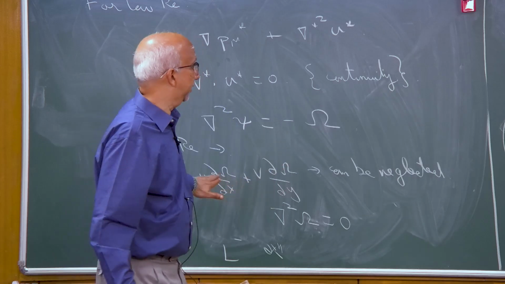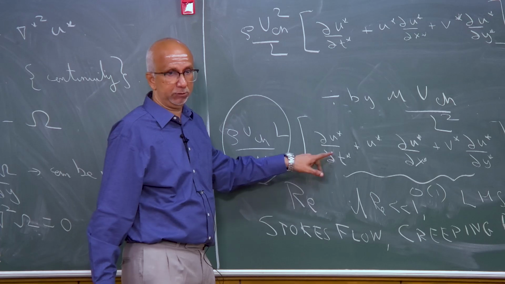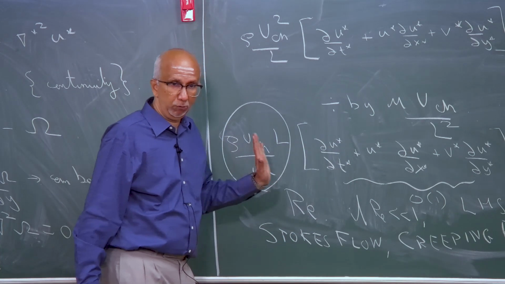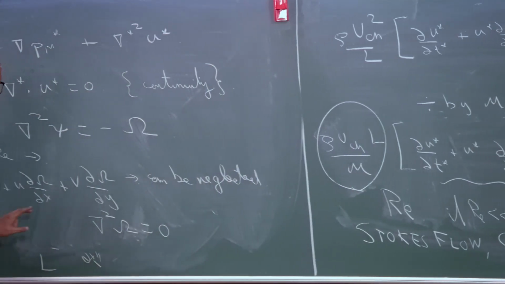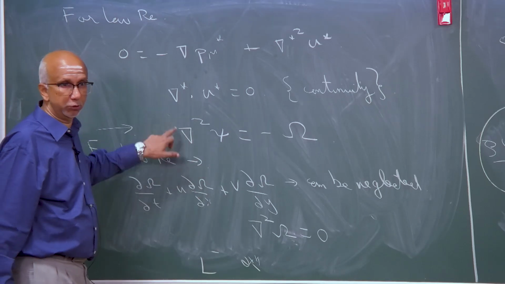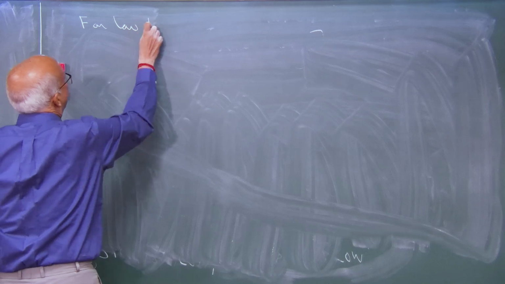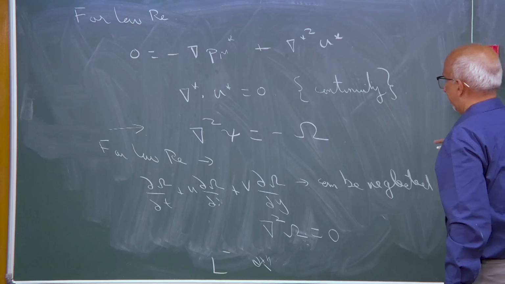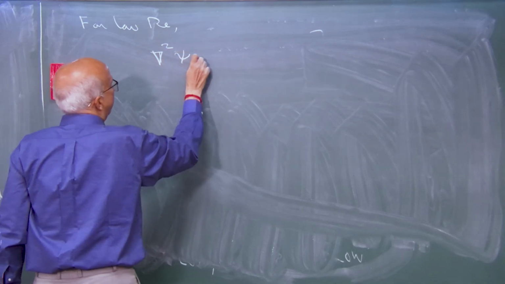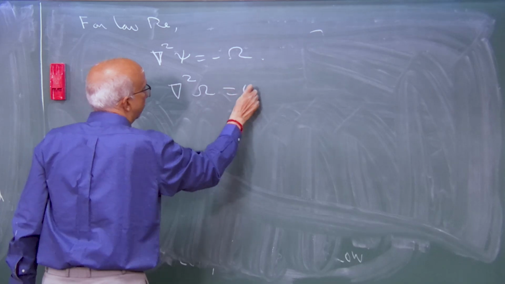The nonlinear terms, remember, are coming from these terms here. That is what gave you the d omega by dt. So, these terms, in the limit of low Reynolds number, I can neglect. And then in the limit of low Reynolds number, I have only these two equations to solve. For low Re, I get del square psi equals minus omega and del square omega equals 0.